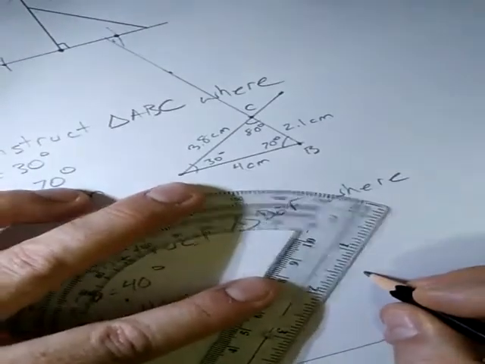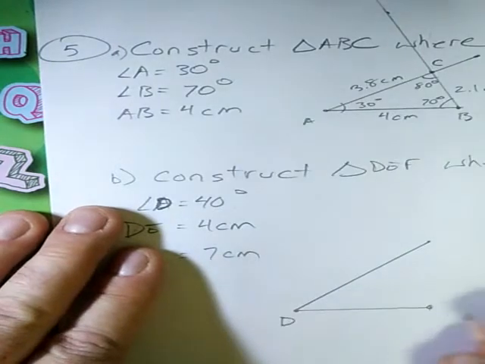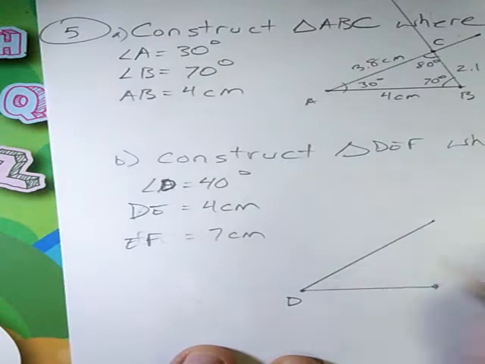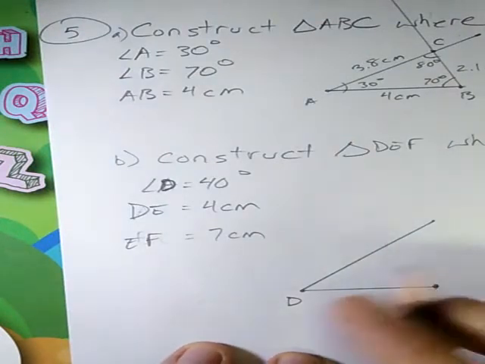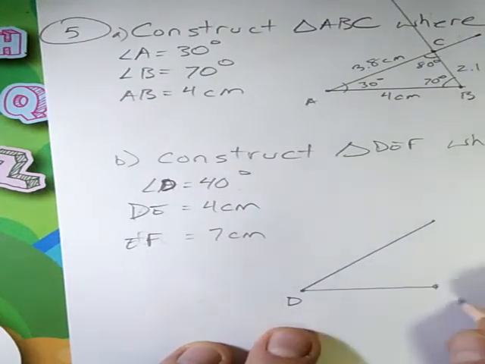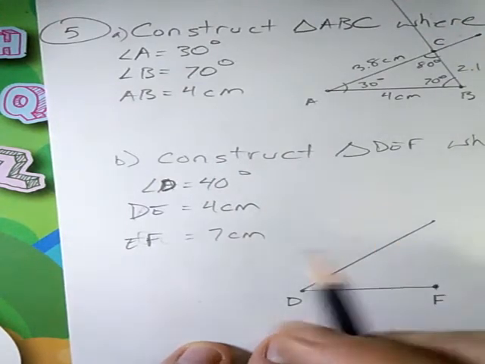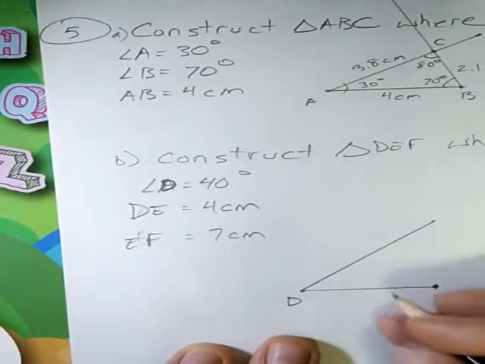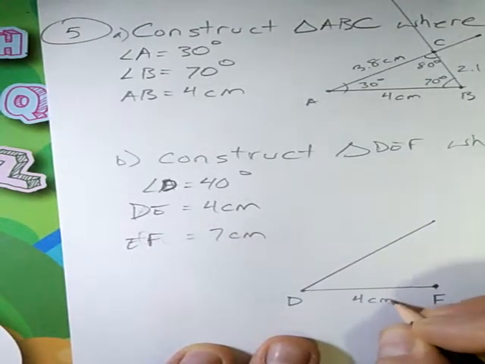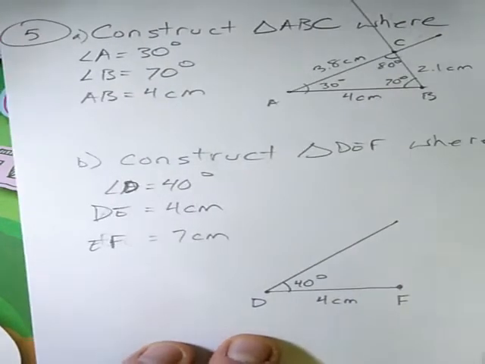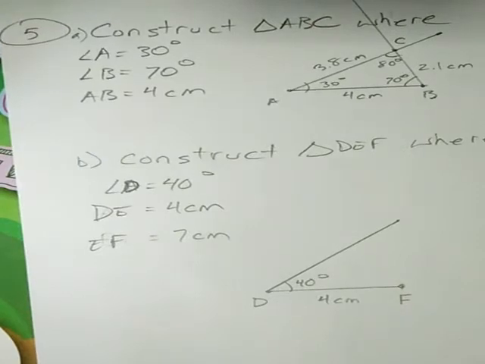Draw a line from that point to point D. I could call it DEF or FED, it's totally up to me. So I'm going to call this D, I'm going to say this is F, and I'll put E at the top. So DE is 4 centimeters. Angle D is 40 degrees. And now I have to find EF to be 7 centimeters.